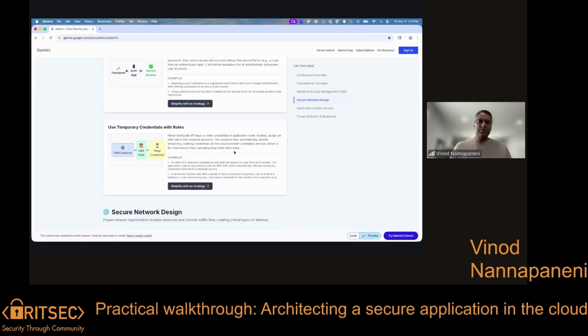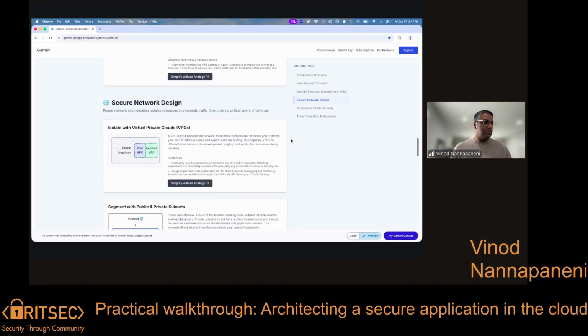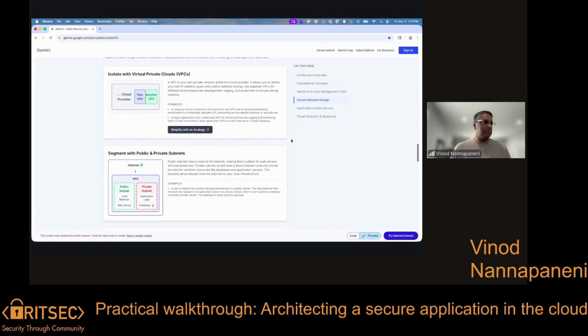Depending on your exposure around cloud IAM, I can skip past the temporary credentials and actually move on to the secure network design.